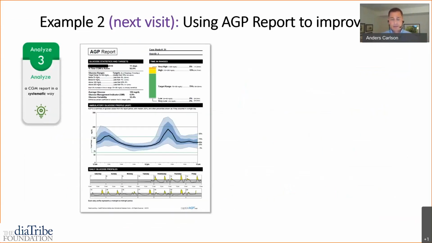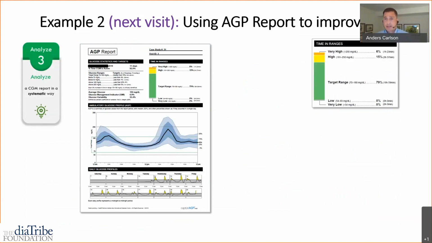And again, I want to see her back soon. I don't want to wait 3 months or 6 months to the next visit. I want to see my patients in 2 weeks, 3 weeks to see how our changes played out, for better or for worse. And so she comes back with a time in range of 79%, and with that, no increase in hypoglycemia. So really, really significant improvement for her. We were both really excited to see this.